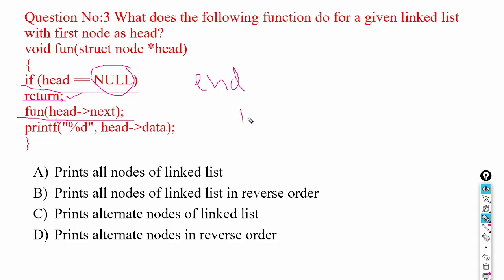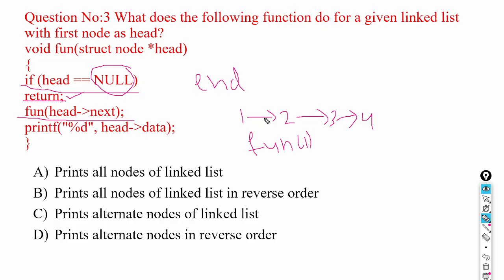Suppose there is a list 1, 2, 3, and 4. The recursive calls: what is the first function call? The function will be called with 1. Then it is moving to the next.